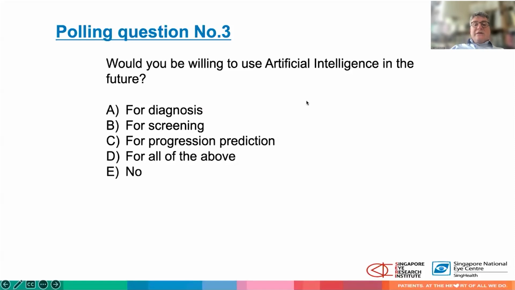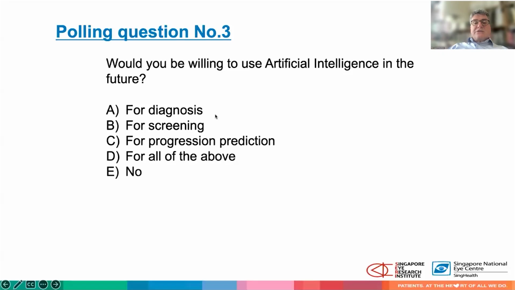Now, let's go a little bit to the future, and this is my polling question number 3. Would you be willing to use artificial intelligence in the future? We have again 4 opportunities: for diagnosis, for screening, for progression prediction, or for all of the above. Or, we have 5 potential answers. Or you would not at all be willing to consider artificial intelligence in your clinical care. So I would now ask you to again vote what is the right answer for you personally.